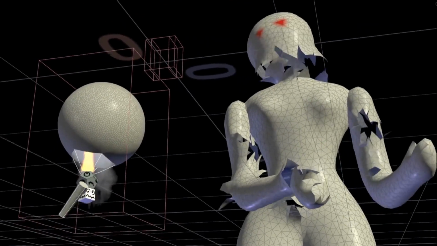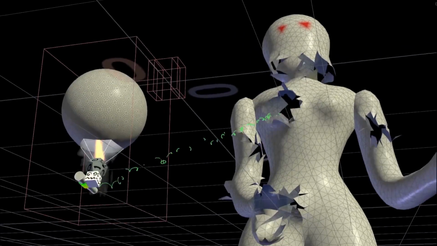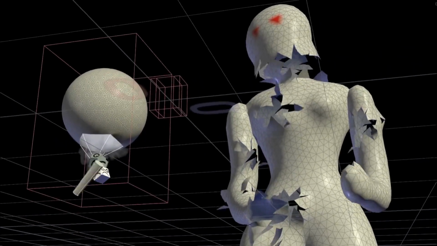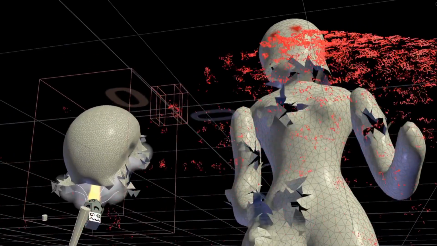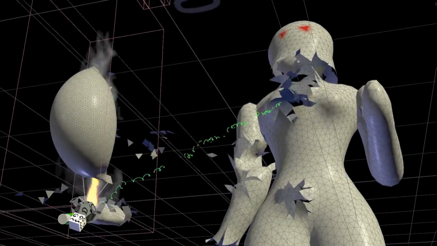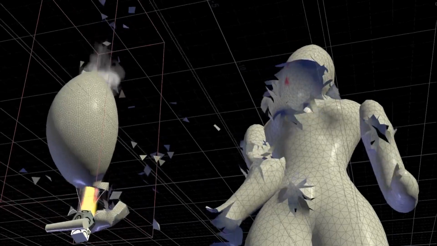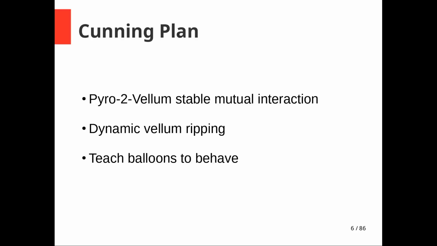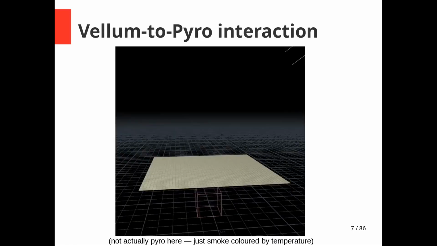By the way, an interesting thing I noticed talking to different artists and TDs: DOP is generally the least understood context. Of course now SideFX tries to top it with LOPs, but I think DOP will keep its first place. So what are the subtasks we need to solve? We need to figure out how to do Pyro to vellum and back stable mutual interaction. We need to figure out how to dynamically rip vellum balloons. And we need to figure out how to make balloons do smart things.